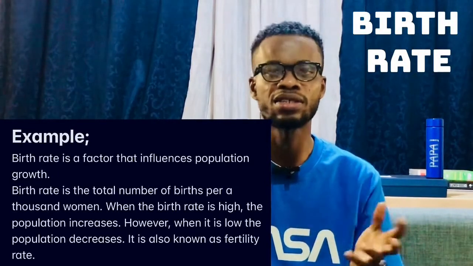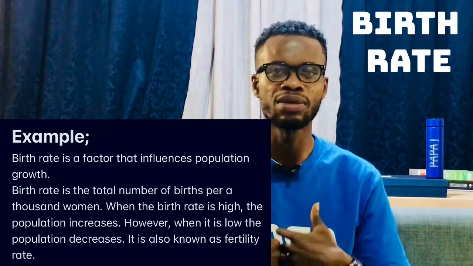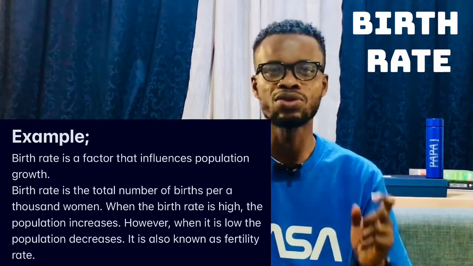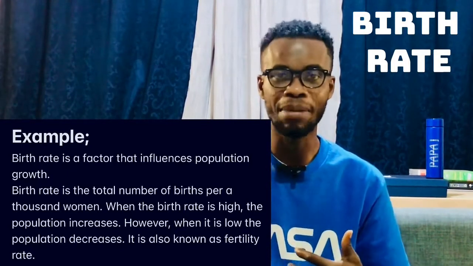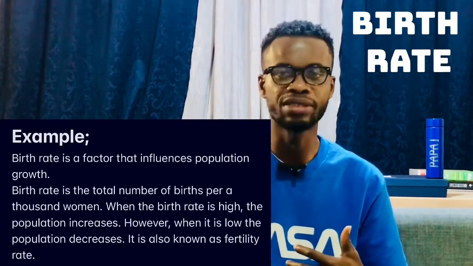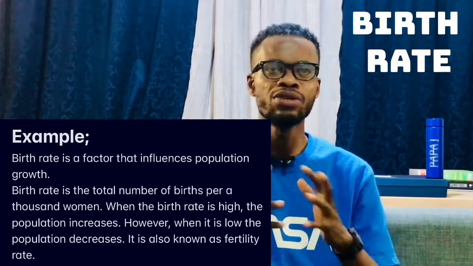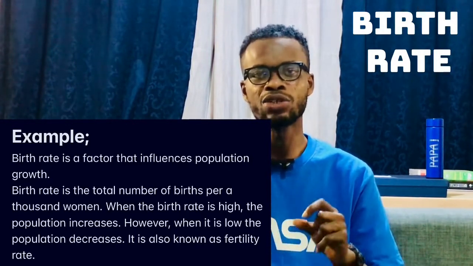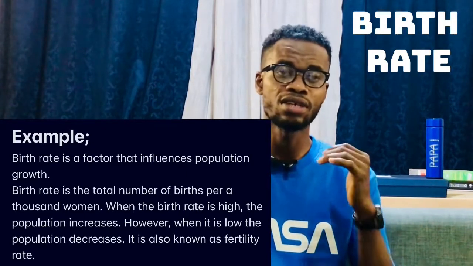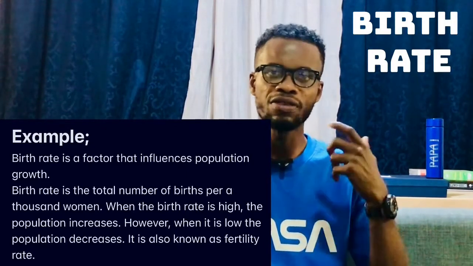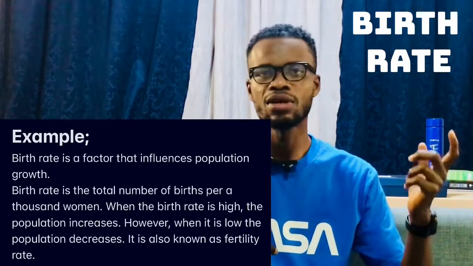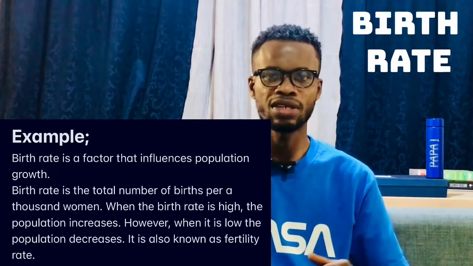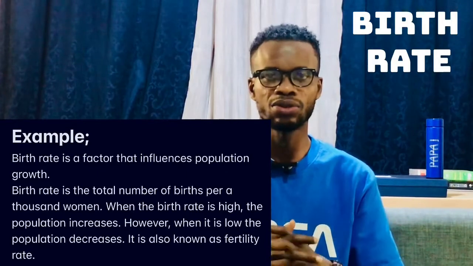We see people in some of the textbooks. So women, because the women are the ones who carry the children and conceive, and they are the ones taken into consideration when you want to count the number of births that have been given. When you move further after that statement, you tell the examiner how it influences the population growth. So you state that if the birth rate is high, the population increases. However, if the birth rate is low, the population decreases. Simple as that. Don't forget to state or add that birth rate is also known as fertility rate.